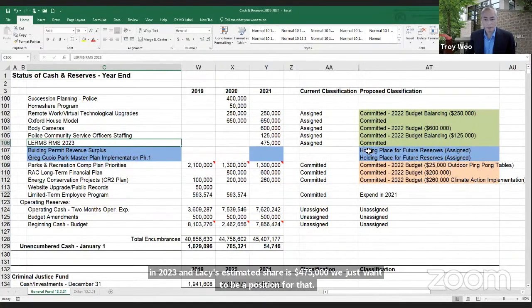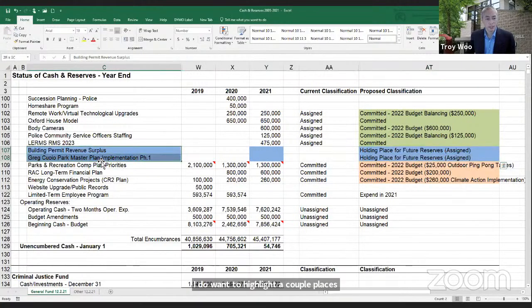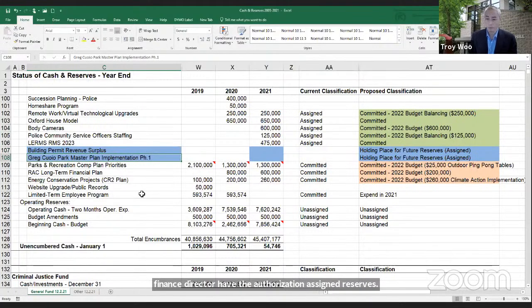I do want to highlight a couple of placeholder items for the committee and the council. This would be a really good example of how having the flexibility of having the city manager and finance director have the authorization to assign reserves. Obviously, we've been talking about the Great Cuyo Park Master Plan. We're obviously thinking about the future and potential investment into that asset here. So we think that's a top priority of the council. So that would be an area we would identify as assigning reserves as a top priority.